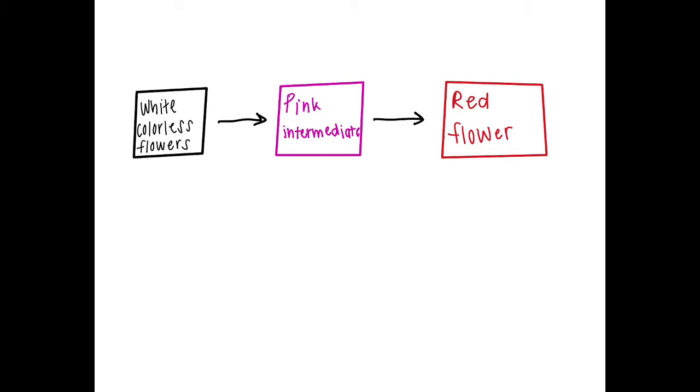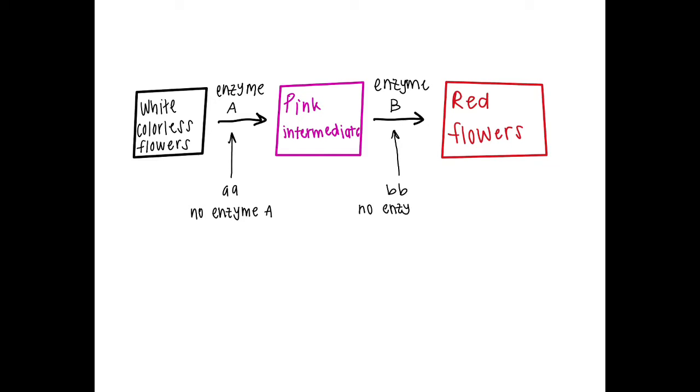You would need enzyme A to go to pink and enzyme B to go further to red. If you have neither, you are stuck with a white flower. But when an A allele is present, a big A allele, we can move down the pathway. Now if there is little b, the flower will be pink, and if there is big B, the flower will be red.